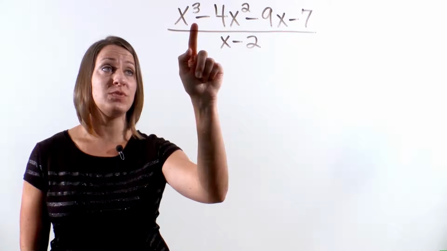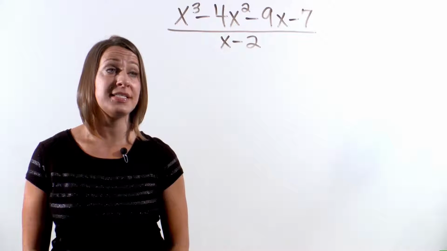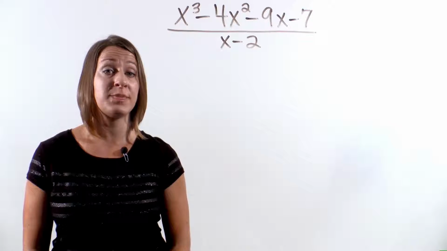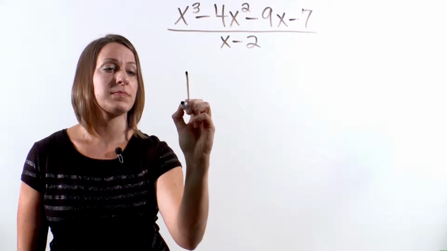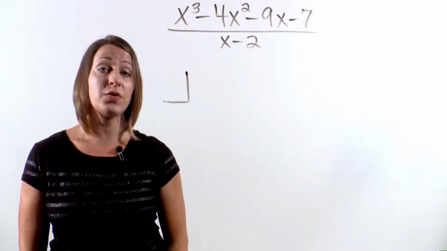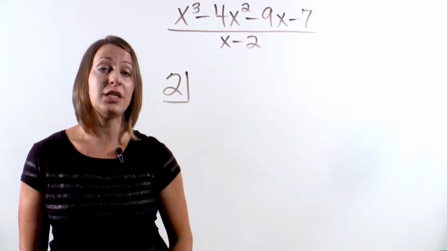Okay, let's try another example using synthetic division. We have x cubed minus 4x squared minus 9x minus 7, all divided by x minus 2. We're going to first draw our corner, and we'll put positive 2 in the corner.